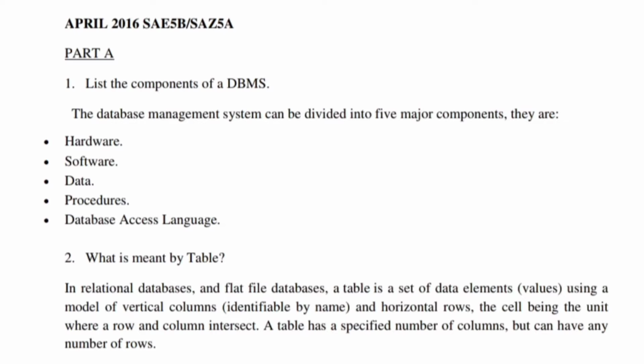Part A lists the components of a DBMS. The database management system can be divided into a few major components. They are hardware, software, data, procedures, and data access language.